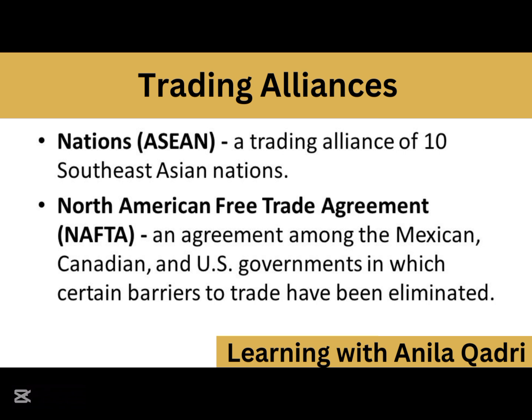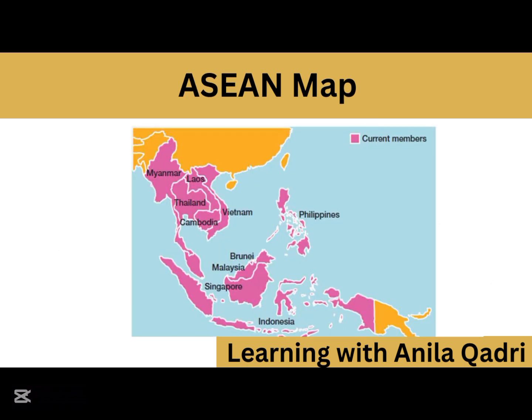ASEAN, a trading alliance of 10 Southeast Asian nations. North American Free Trade Agreement, that is NAFTA. NAFTA is an agreement among the Mexican, Canadian, and US governments in which certain barriers to trade have been eliminated. Alright, here you can have a look at the Asian map.